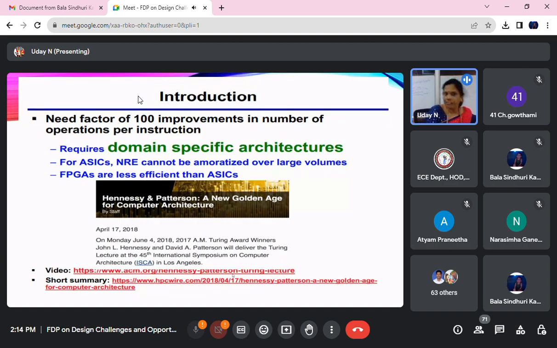So the real need for improvement of the processors, better than 100x times better than the ASICs and FPGAs, is wonderfully dealt with in the lecture by Hennessy and Patterson with the title A New Golden Age. I request all the participants to go through this to understand how computer architecture is evolving, more evolving from a CPU to a GPU.